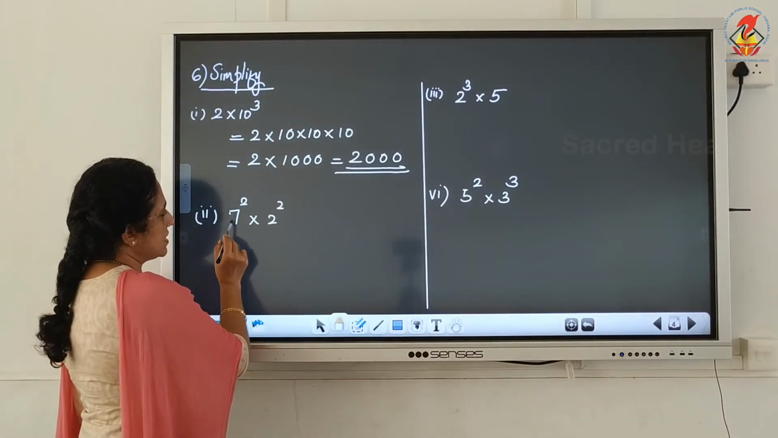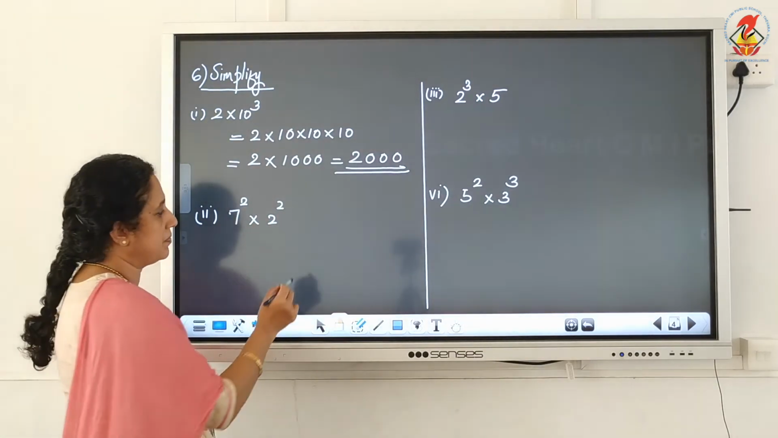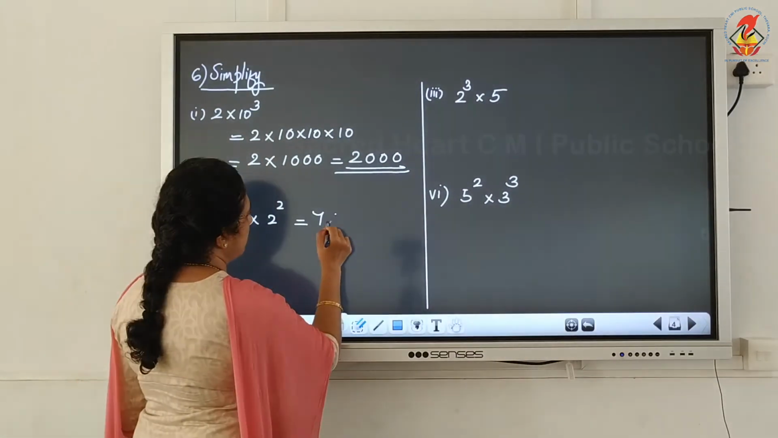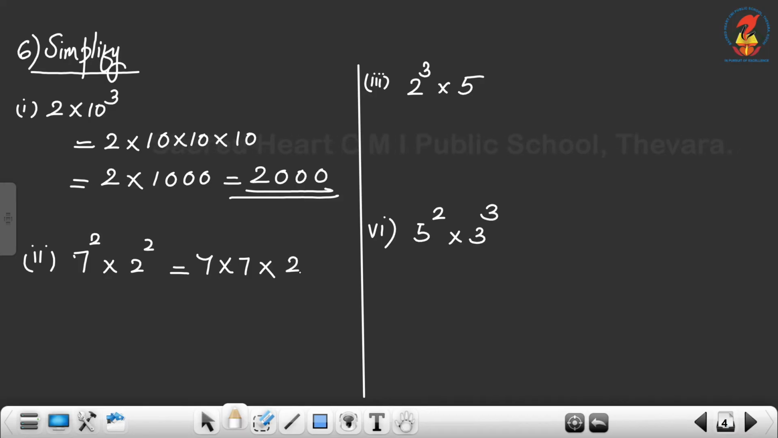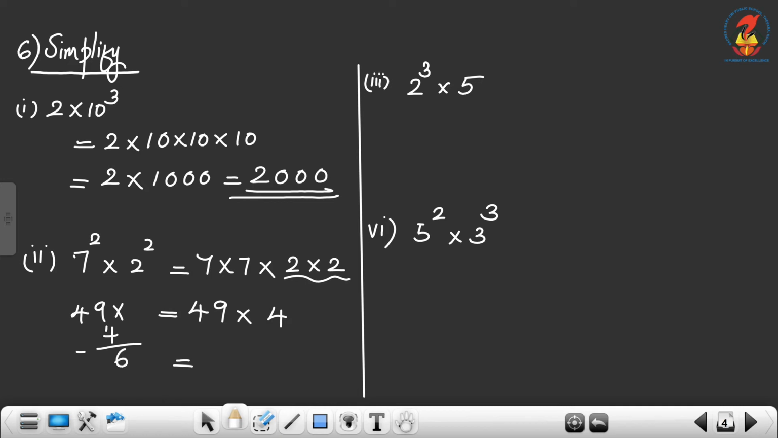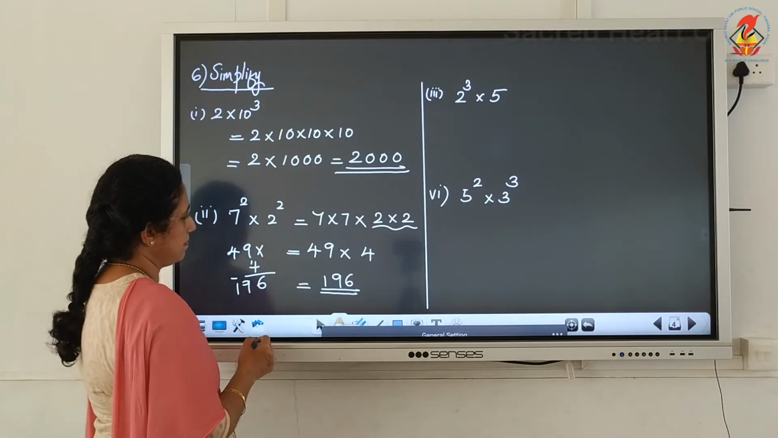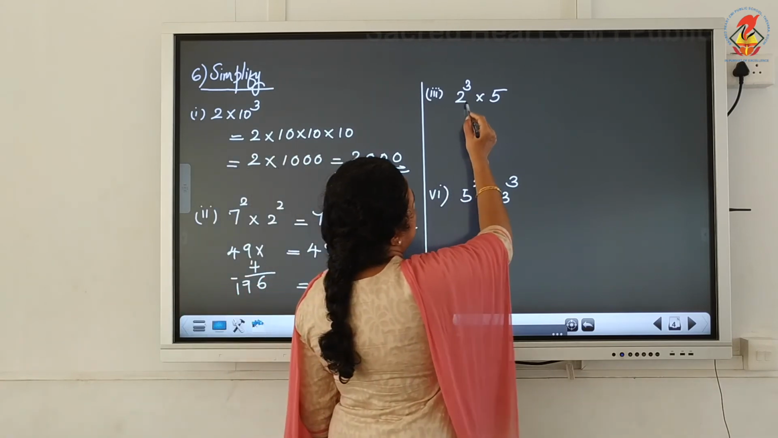Now next one, 7 squared into 2 squared. So 7 squared means 7 into 7, 2 squared means 2 into 2. First we can find the product of 7 into 7. 7 into 7 equal to 49. So 49 into 2 into 2, that is 4. So which is equal to 49 into 4. 196.